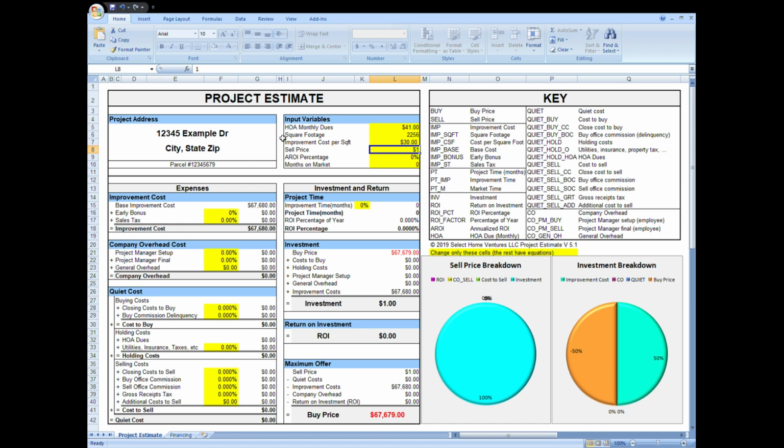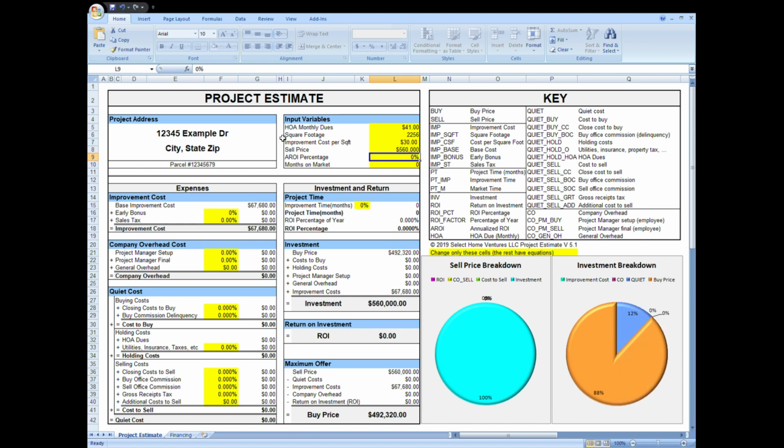The next input is sell price. This is the resale price of the improved home. This is also commonly referred to as the after repair value, or ARV. Based on our market research, our example house should sell for $560,000.